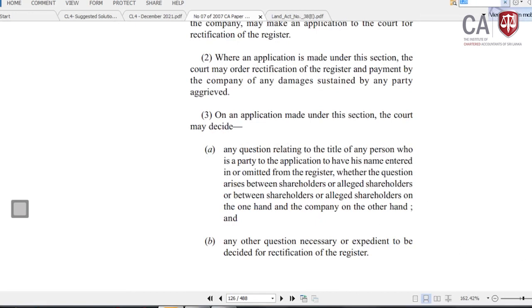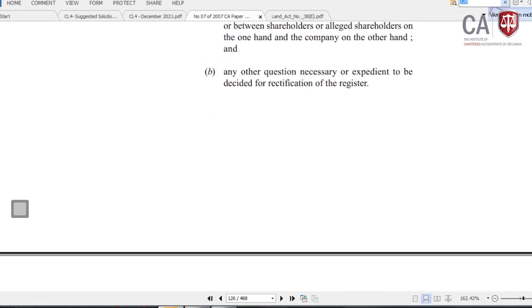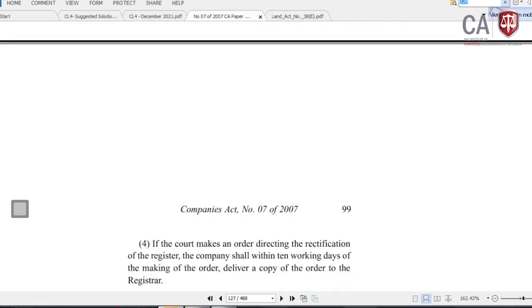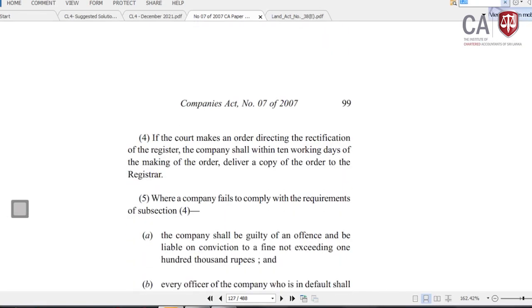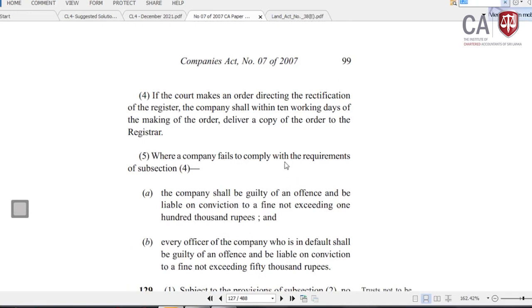And you can see, when the court makes an order to rectify the share register by including a name, and if the company fails to comply with this requirement, the company shall be guilty of an offence and be liable on conviction to a fine not exceeding 100,000 rupees.